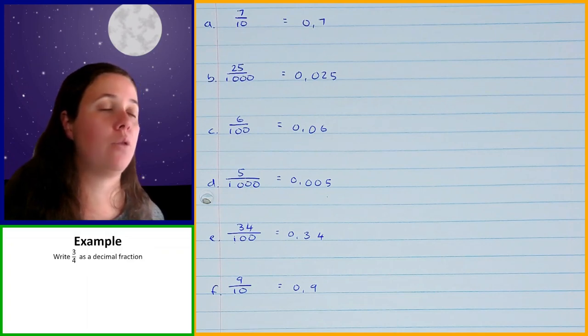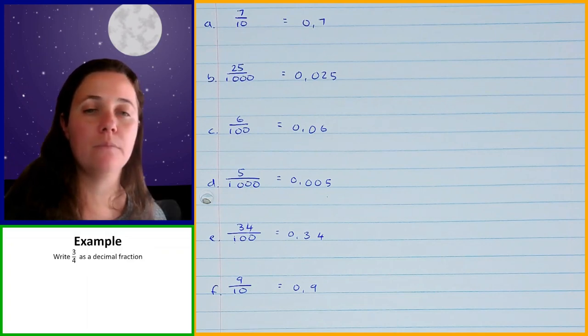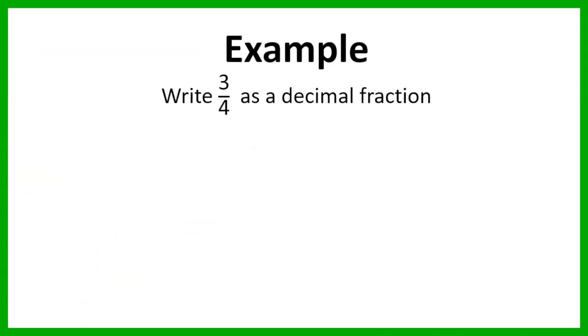Now let's have a look at another one. Here we are going to write 3/4 as a decimal fraction. Now when we write 3/4 as a decimal fraction, first of all, in order to write it as a decimal fraction, I have to have something over 10 or 100 or 1,000. I have to have something over a power of 10. My denominator must be a power of 10.